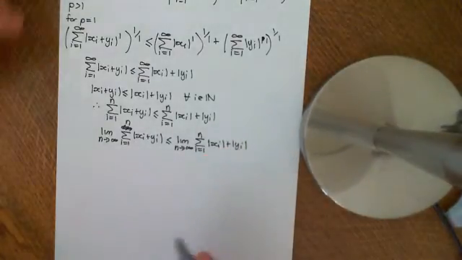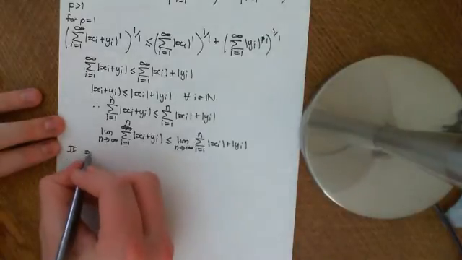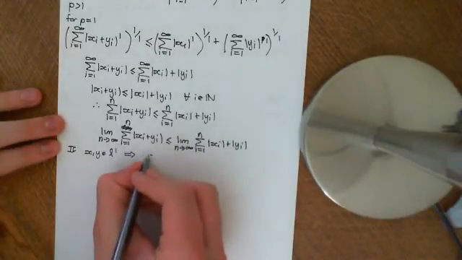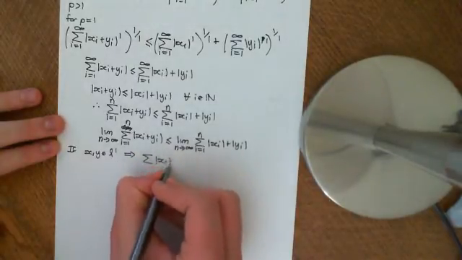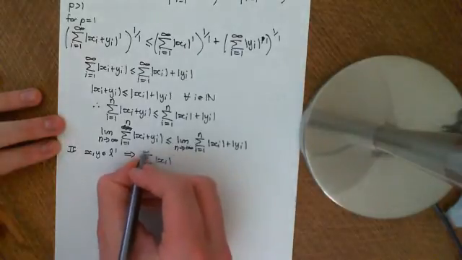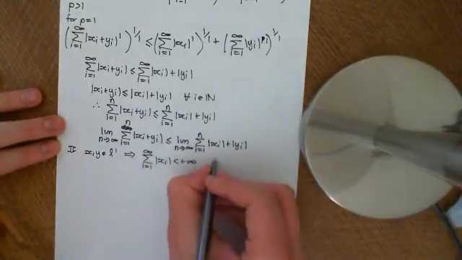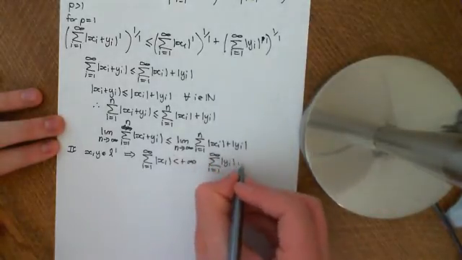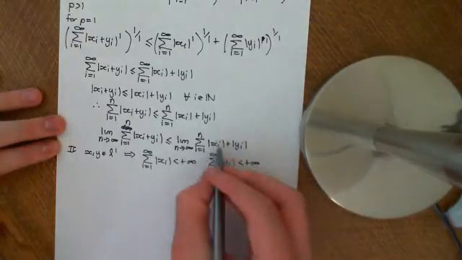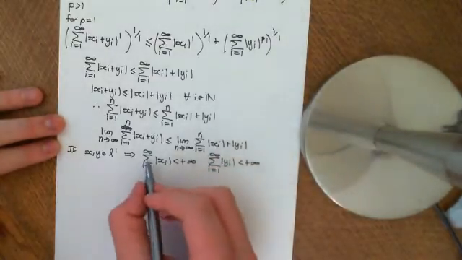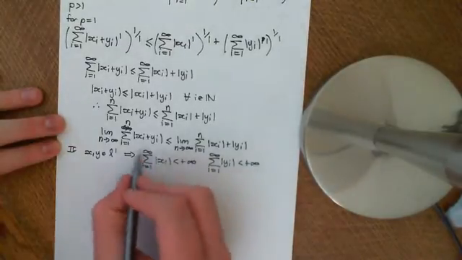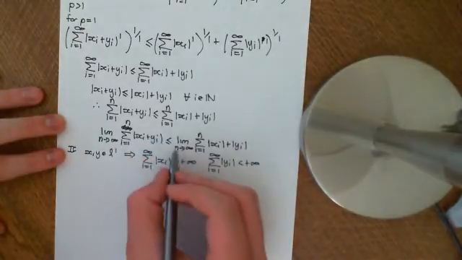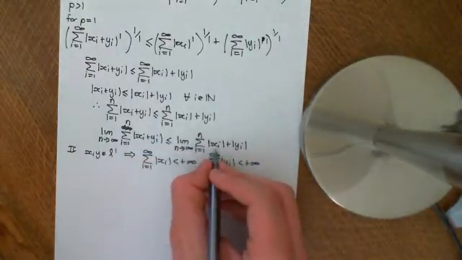Now, if x and y are both elements of L1, then that implies that the summation of the modulus of xi to the power of 1, i equals 1 to infinity, is less than plus infinity, and similarly the sum i equals 1 to infinity of the modulus of yi is less than plus infinity. So this side is just the addition of this one, which is a finite number, to this one over here. So you get that the limit of this sequence is less than or equal to some finite real number over here.